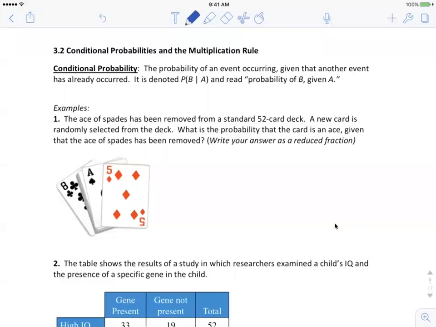Hey everyone, here we go with 3.2. So we're going to get more into some probability with some advanced concepts like conditional probability and the multiplication rule.